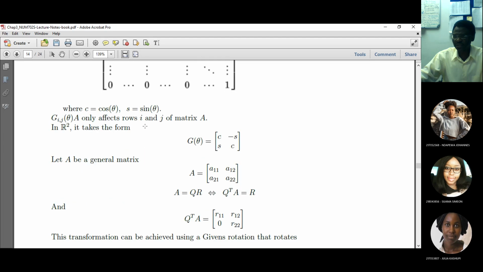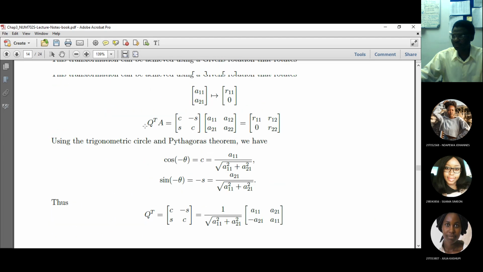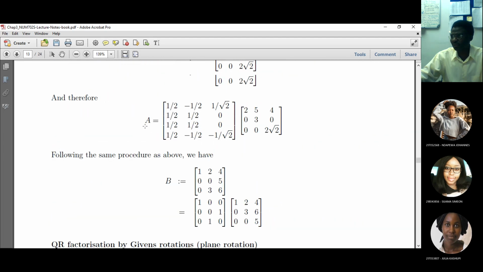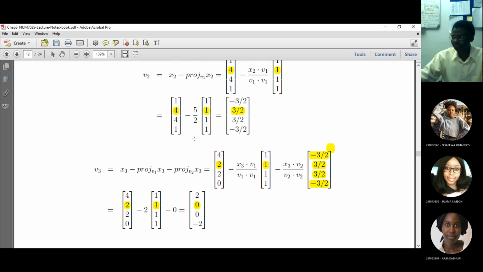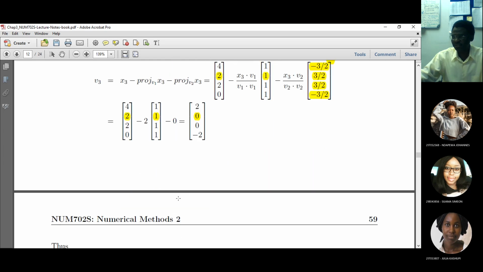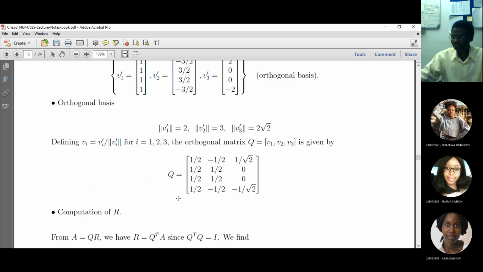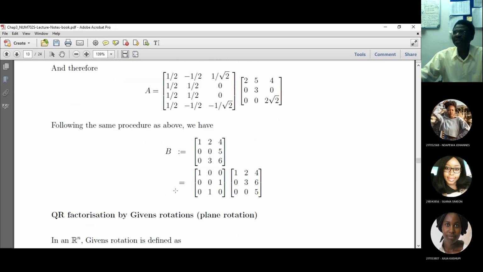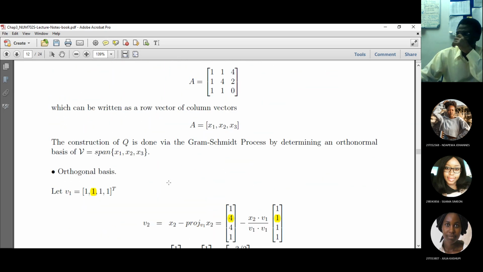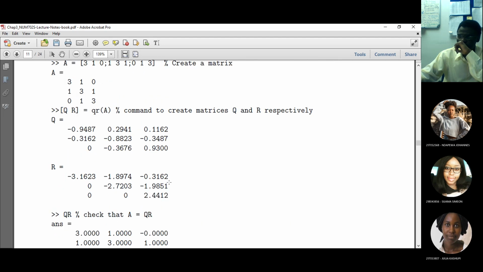Of course, what is in the note is not the latest. This is an old note, but I updated. What is here is not the updated version.